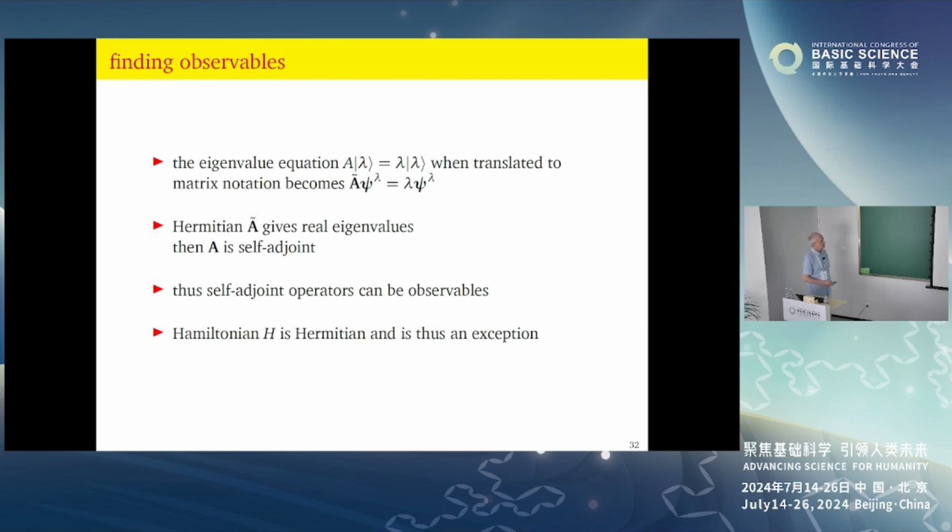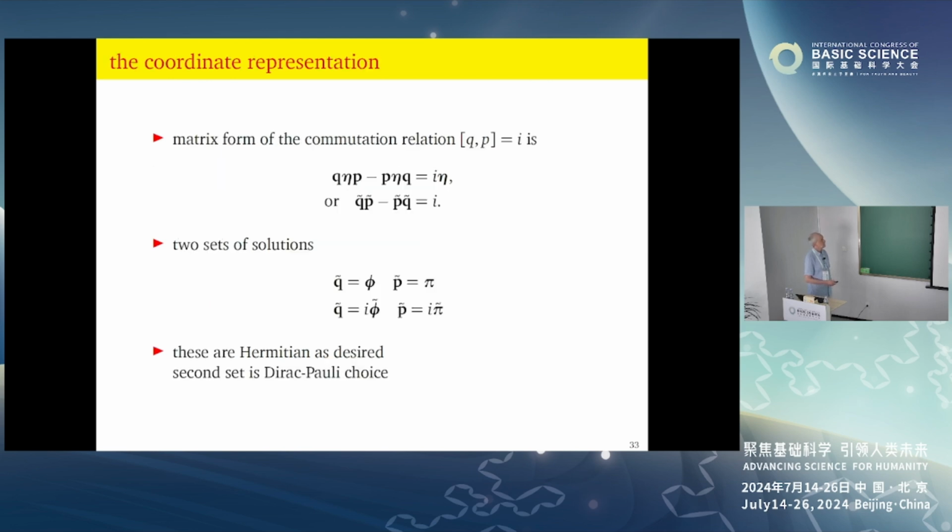From now on, we're going to be looking at self-adjoint operators as observables. For the coordinate representation, we can just consider the commutation relation between some Q and some P. At this stage, we don't know what those operators are. In matrix notation, it looks like that, or in twiddle notation, it looks like that. And we then just look for solutions of that equation.